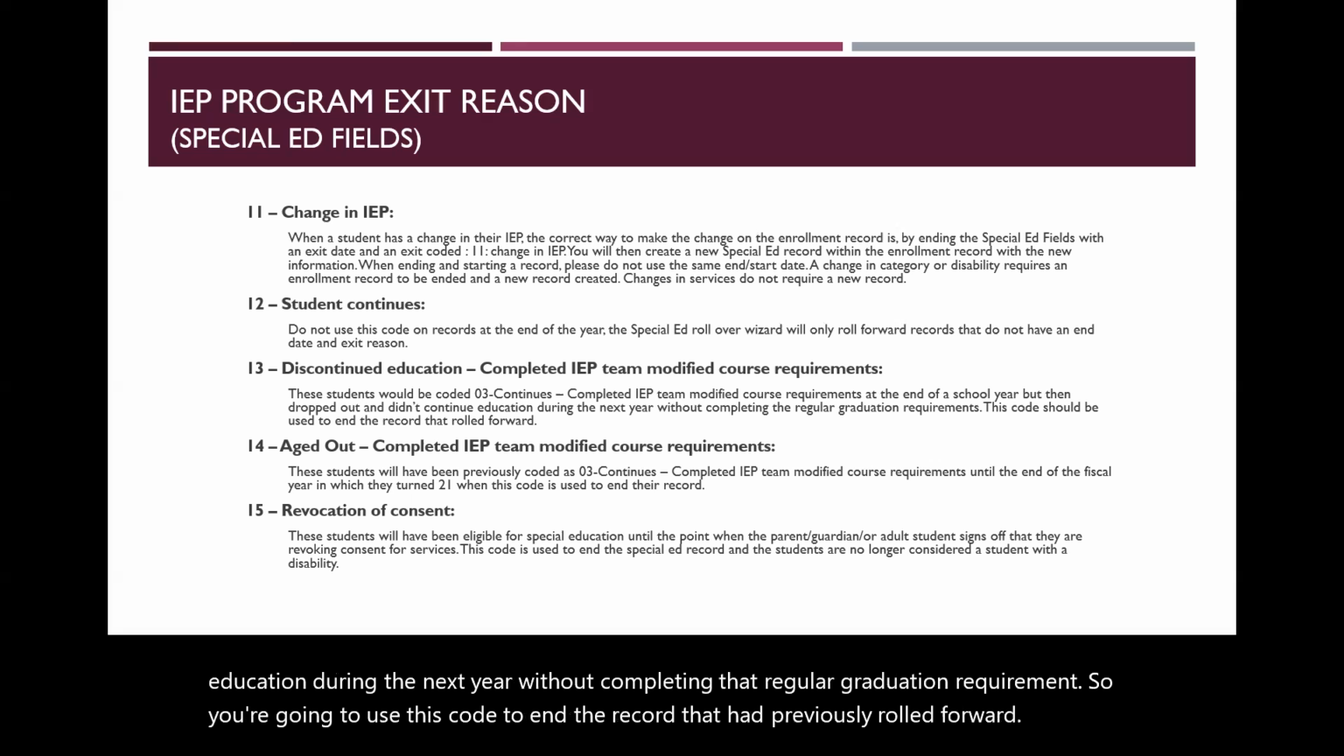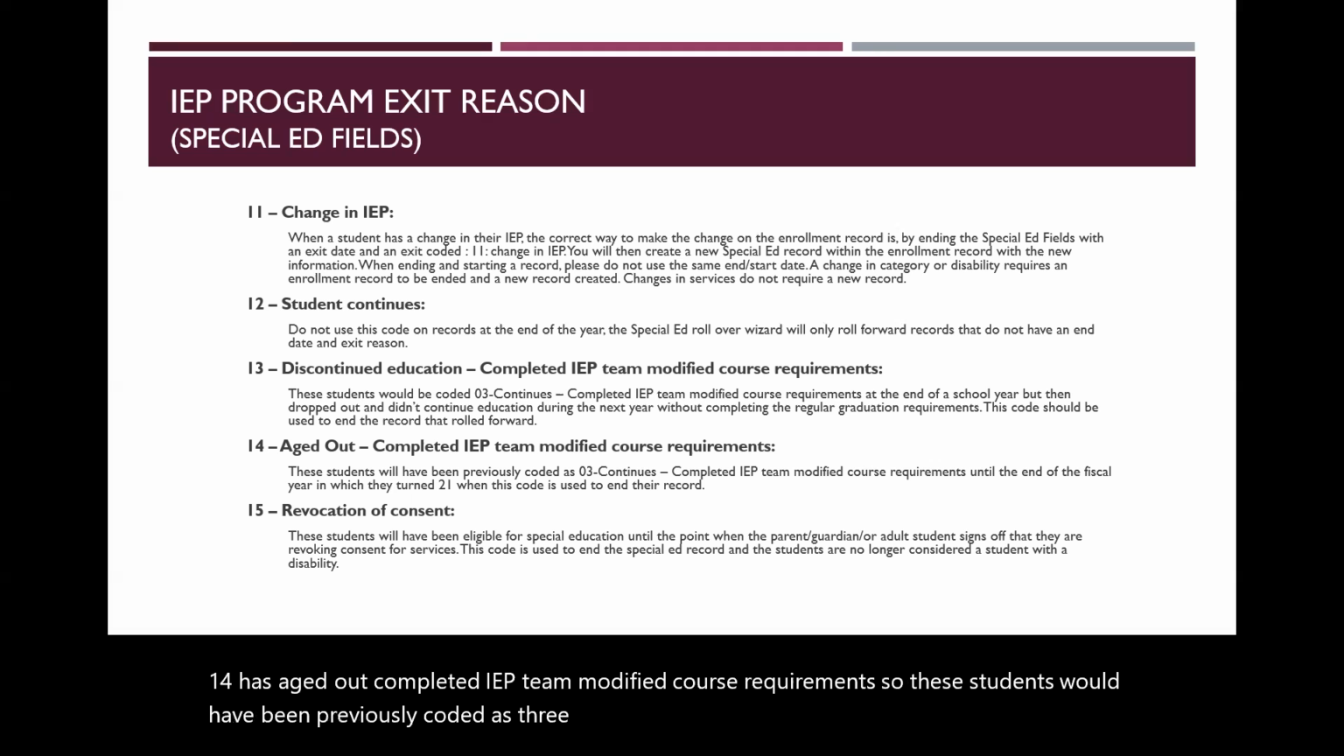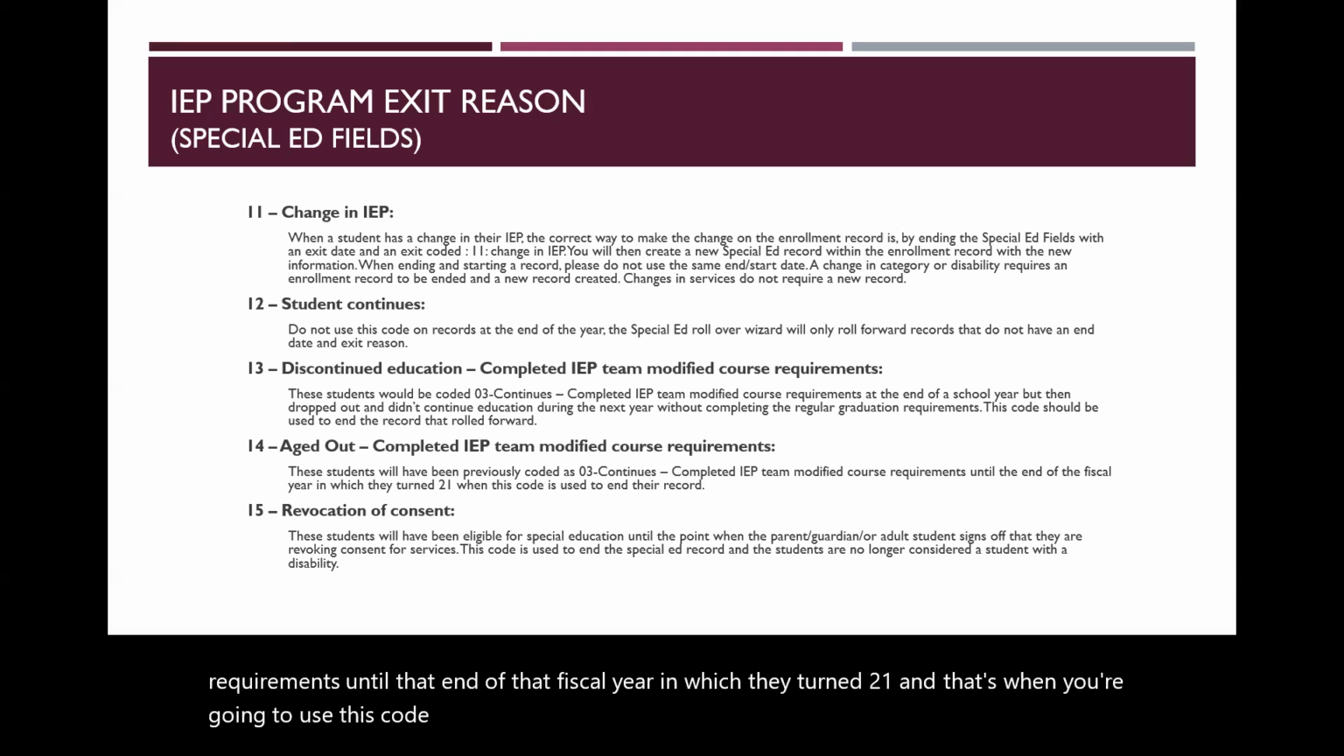14 is aged out, completed IEP team modified course requirements. So these students would have been previously coded as 3 continuing and completed the IEP team modified course requirements until the end of that fiscal year in which they turn 21. And that's when you're going to use this code to end their record.